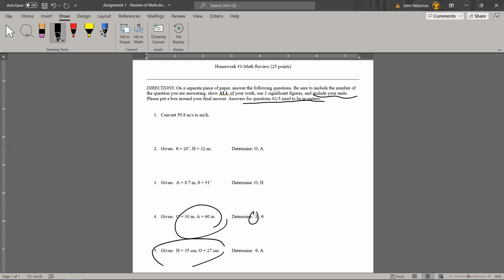Same thing with number 5. Your units are in centimeters. You need to put them in meters. Okay, so know the conversion from centimeters to meters. It's metric, so it's always going to be by some multiple of 10. So I hope this helped. And remember, once again, we're using 3 significant figures. That includes the rule we learned where leading zeros and ones do not count as a significant figure, just the leading zeros and ones.